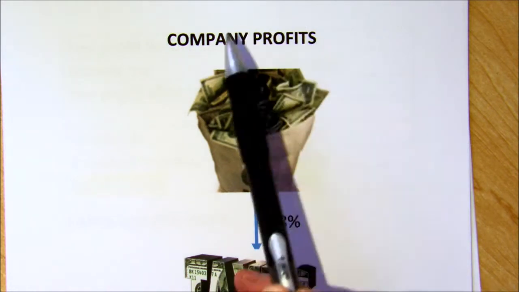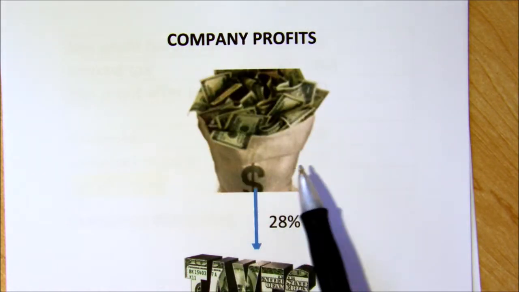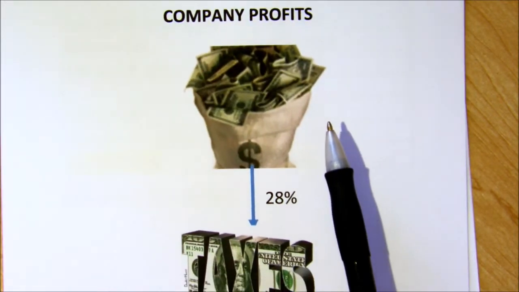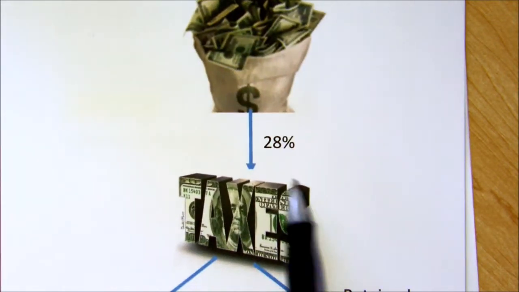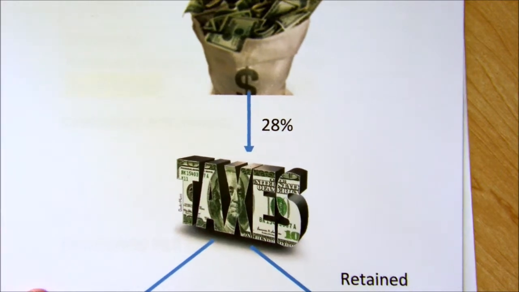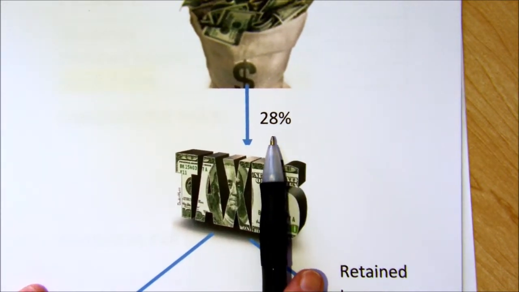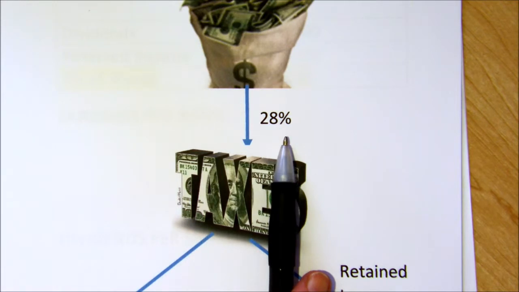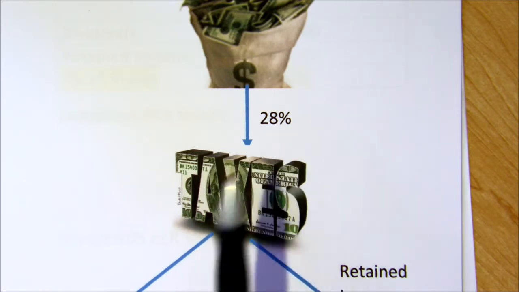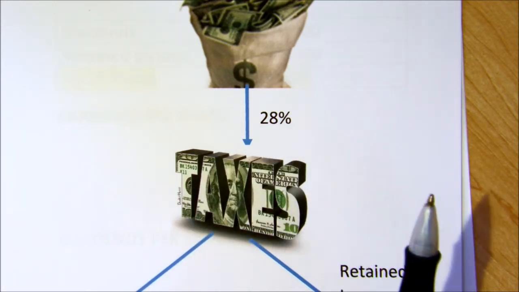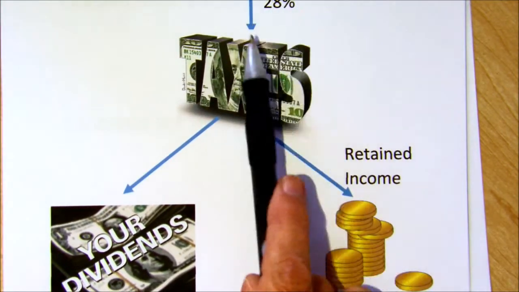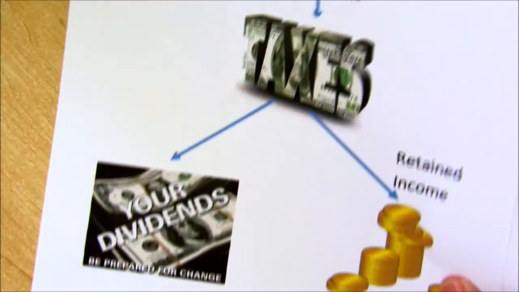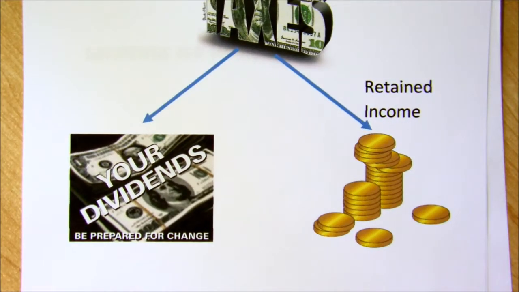We know that a company makes profits. That's why they're in business, to make profits. The first thing that has to happen is out of those profits, taxes have to be paid. And at the moment, we're sitting at a rate of 28% of the profits gets paid as company tax. So that is compulsory. It has to be paid before anything.